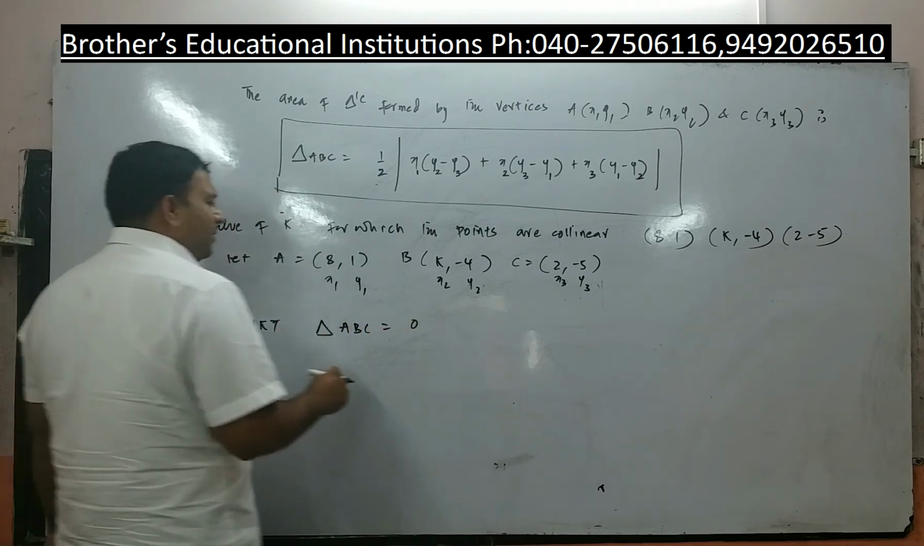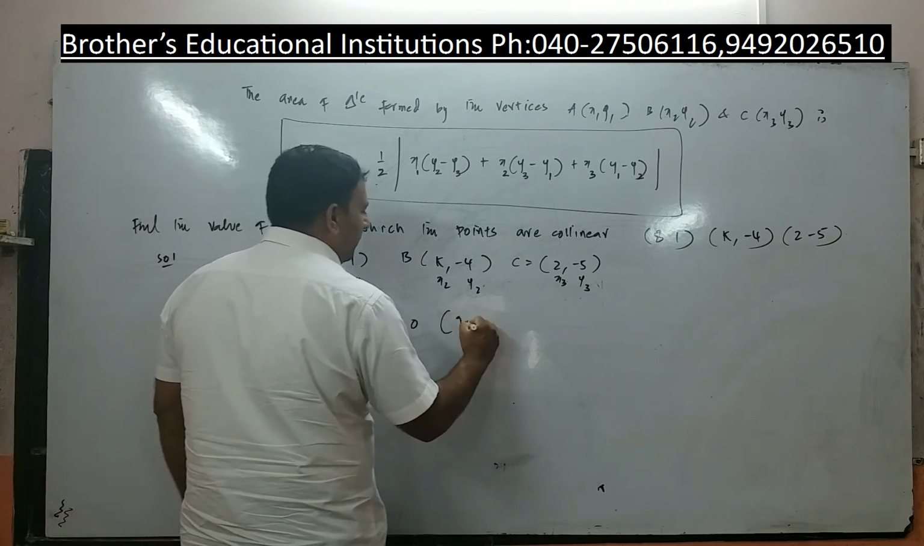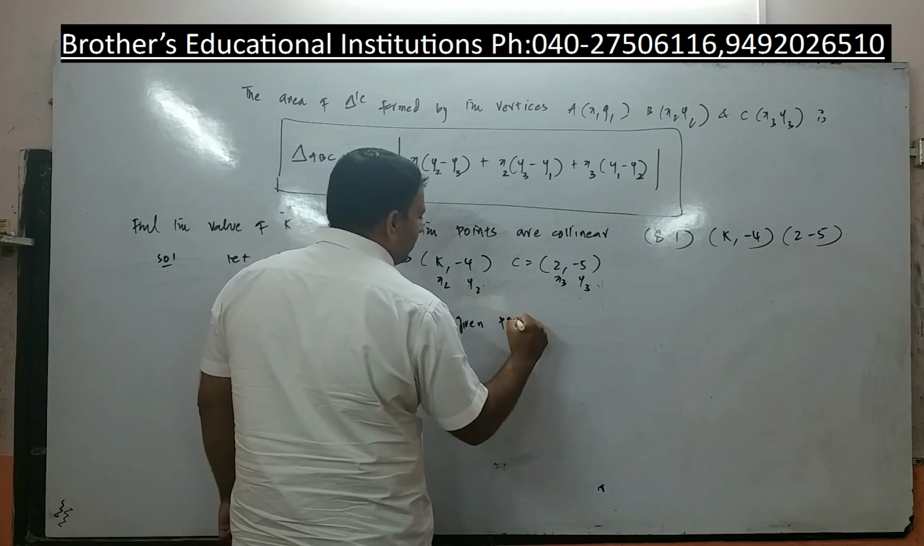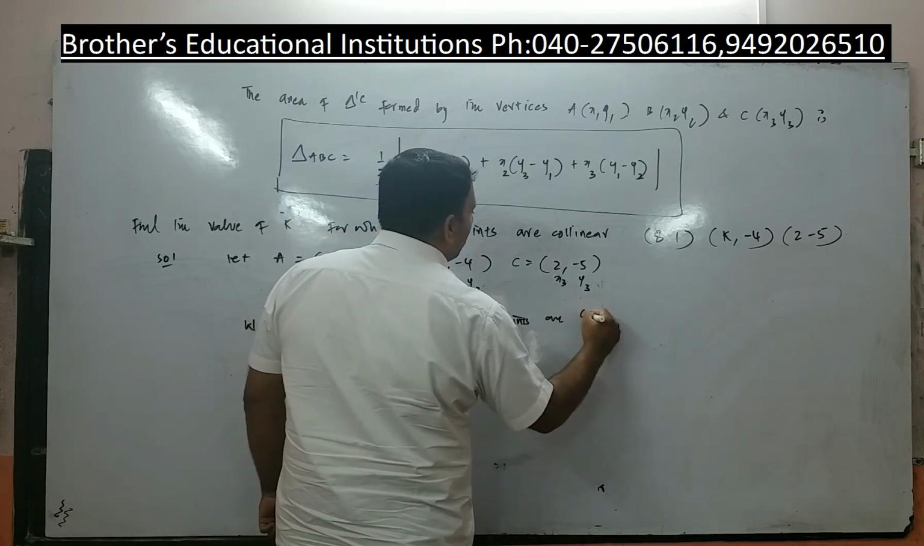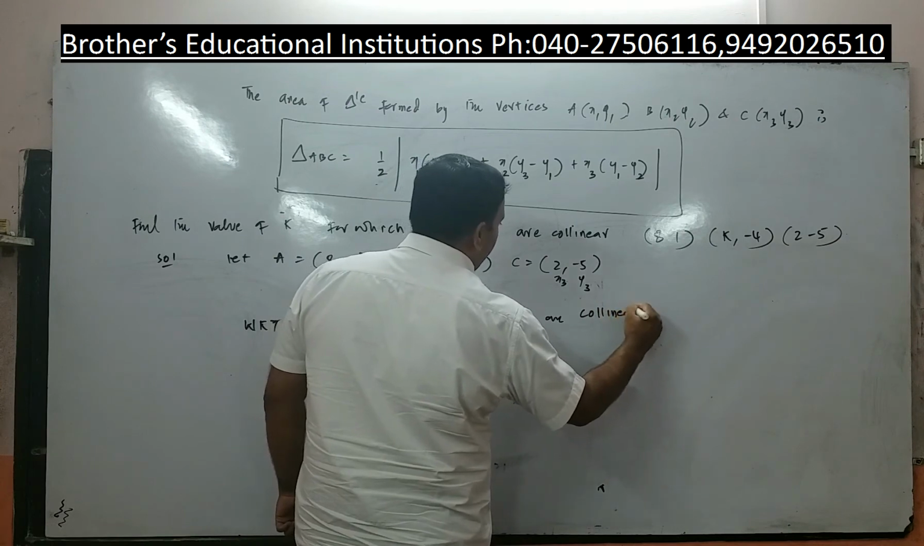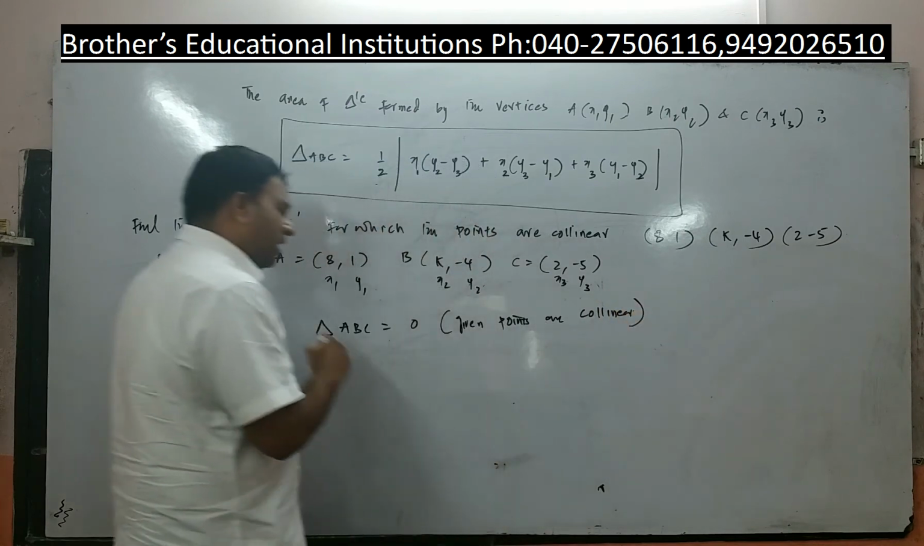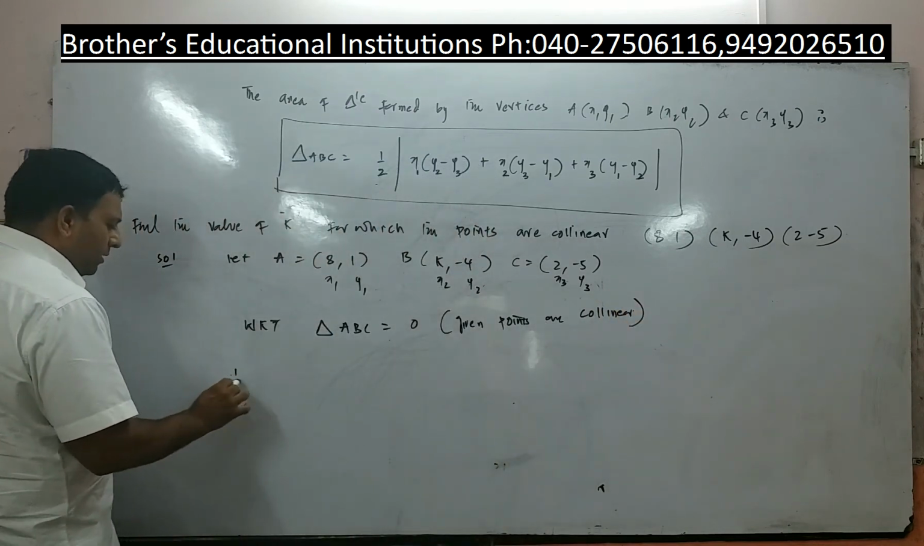Why is the area of triangle ABC 0? Given points are collinear. And what is the condition for collinearity? That the area of the triangle formed is 0. So what do I do? I write the formula.